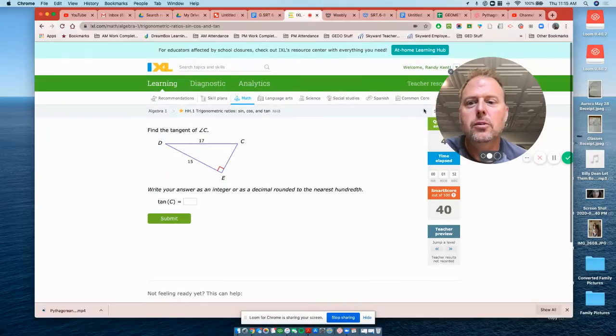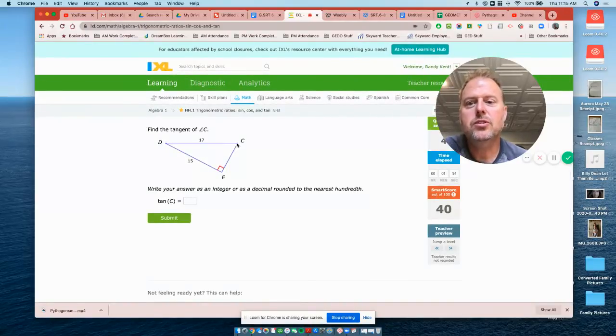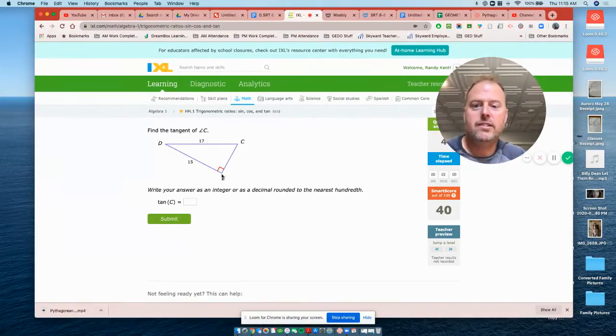Okay, so we need the tangent of C, which is going to be the opposite divided by the adjacent. Now, notice here that they're not giving us the length of the adjacent side. We have to use the Pythagorean theorem in order to figure that out. Remember, Pythagorean theorem is going to be a squared plus b squared equals c squared. So that'd be 15 squared plus x squared equals 17 squared. So I've got to square 15 and square 17.